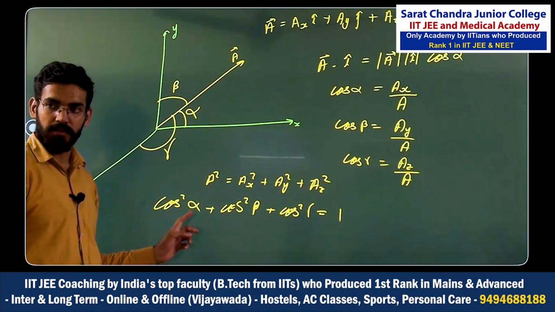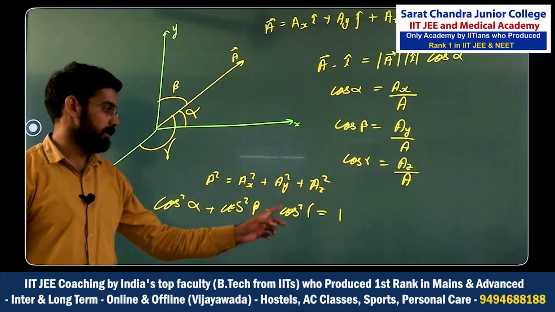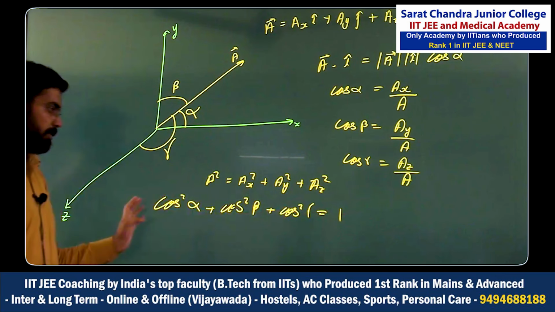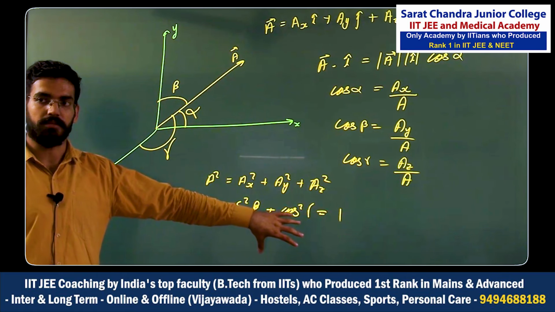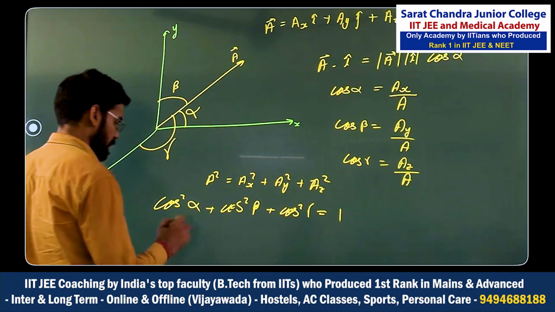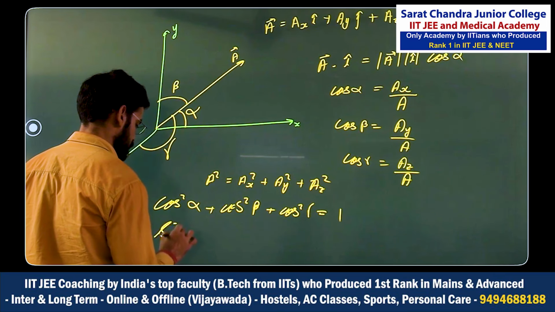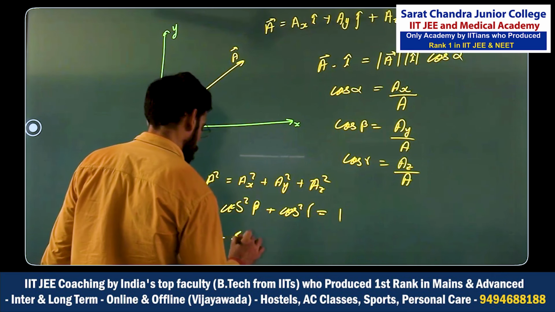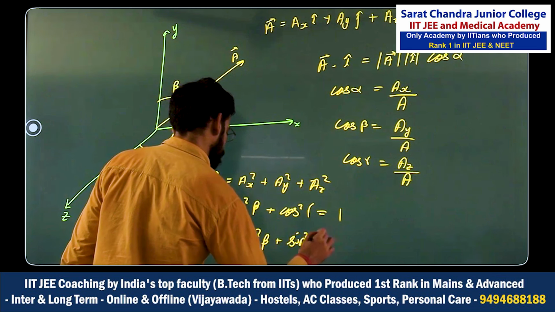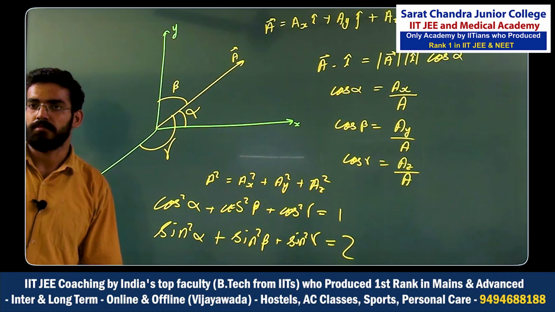Okay. If you put cos square alpha as 1 minus sin square alpha, cos square beta as 1 minus sin square beta, and here 1 minus sin square gamma, equal to 1. Here 3 minus this complete quantity of sines, and this side 1. So 2 will come. So sin square alpha plus sin square beta plus sin square gamma equals 2. Okay, this will come. Got my point?